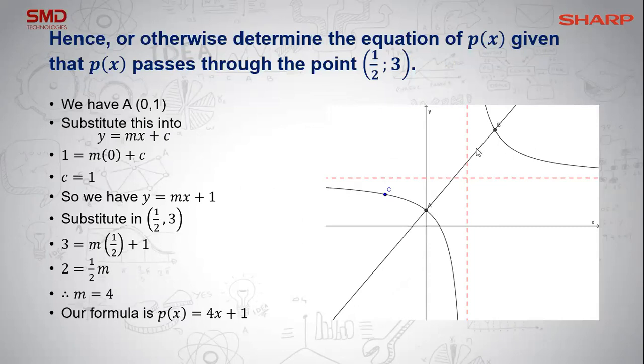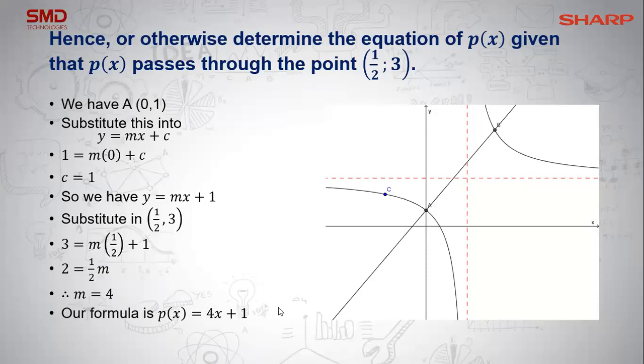Okay, so this one says, hence or otherwise, determine the equation p of x, given that p passes through the points half and 3. So we have 0 and 1, okay, and we are going to substitute this into this equation here. So p of x is a straight line here from the original question. Okay, so it goes through A, it goes through B, and we've been given A, so we substitute A in, and we can see that the y-intercept is 1, which we saw previously. So now we have y is equal to mx plus 1, and we can substitute the other point, this half and 3, into our equation and solve for m, which gives us 4. So we can see that our p of x formula is 4x plus 1.